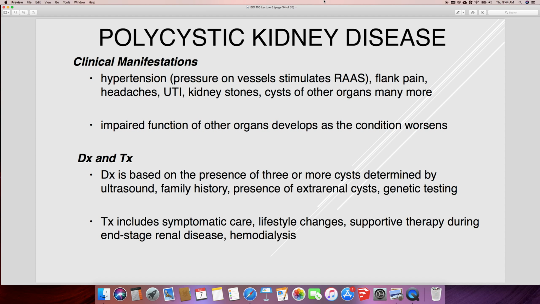Diagnosis, presence of 3 or more cysts, which you would find on ultrasound. A family history, of course. The presence of extrarenal cysts, that's also an important indicator. And then genetic testing, obviously, because this really is a genetic disease. Treatment, symptomatic care, any sort of lifestyle changes. And then supportive therapy during end-stage renal disease like hemodialysis and any other supportive therapies.